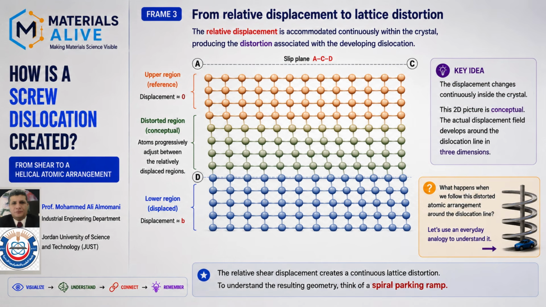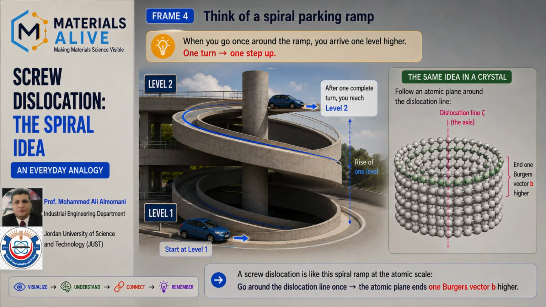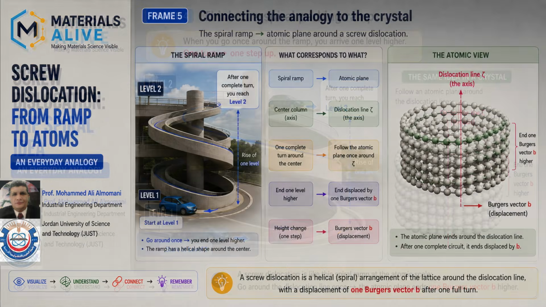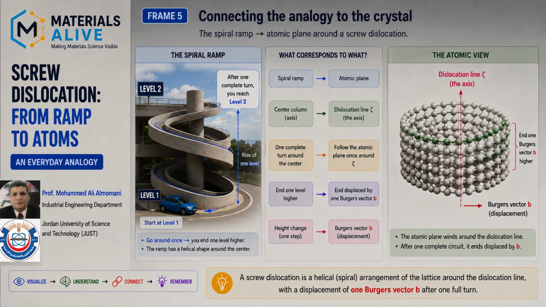How can we visualize this? Think of a spiral parking ramp. After one complete turn around its central axis, you arrive at a different level. A screw dislocation behaves similarly. The atomic planes form a helical arrangement around the dislocation line. After one complete circuit, the lattice is displaced by one Burger's vector, b.